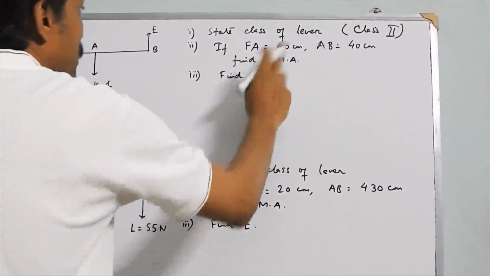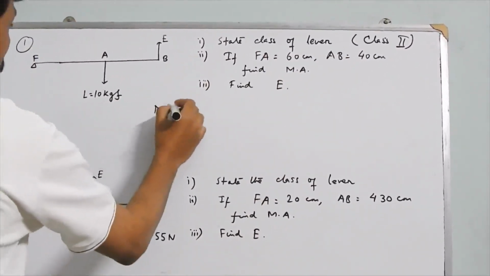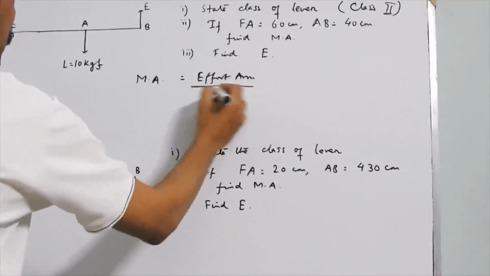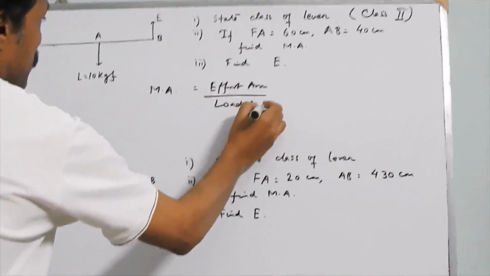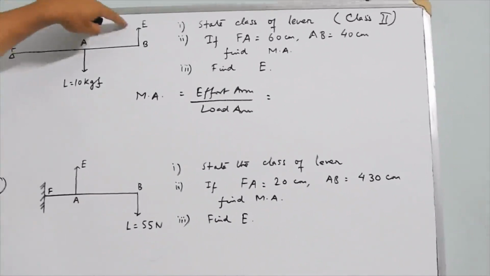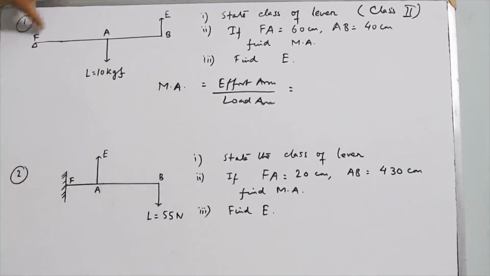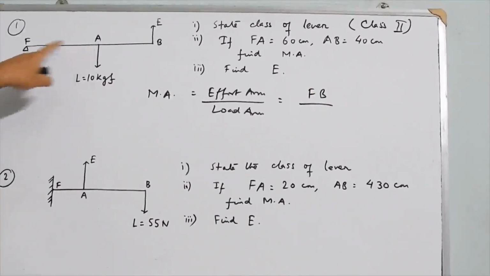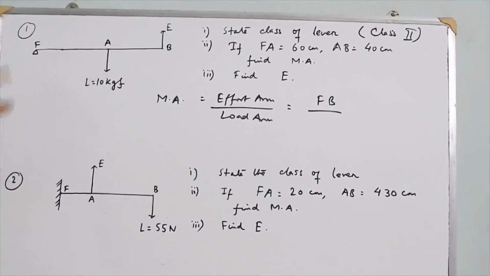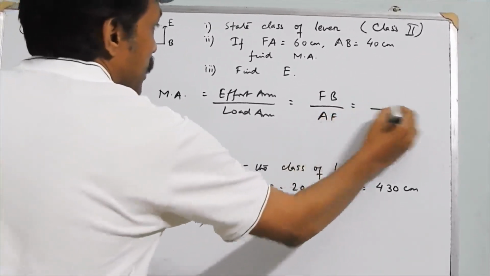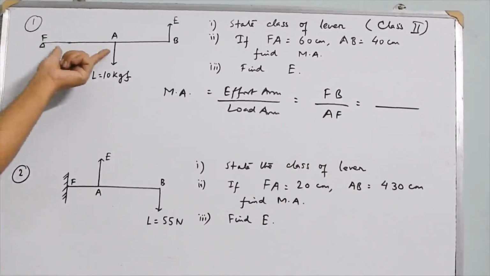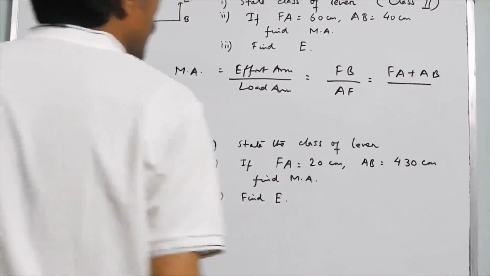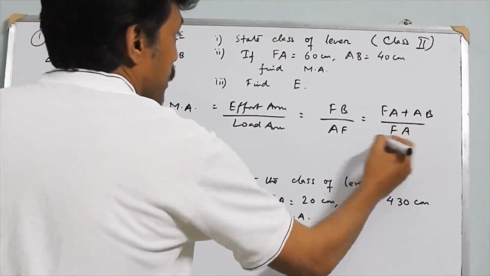Now FA is 60 and AB is 40, and we need the mechanical advantage. We know that for levers mechanical advantage is effort arm by load arm. Effort arm means distance between effort and fulcrum, that is BF or FB, divided by load arm, that is obviously A to F, the distance between load and fulcrum. So this is AF. Now FB is definitely AF plus AB. So this is FA plus AB by AF or FA, whatever you say.